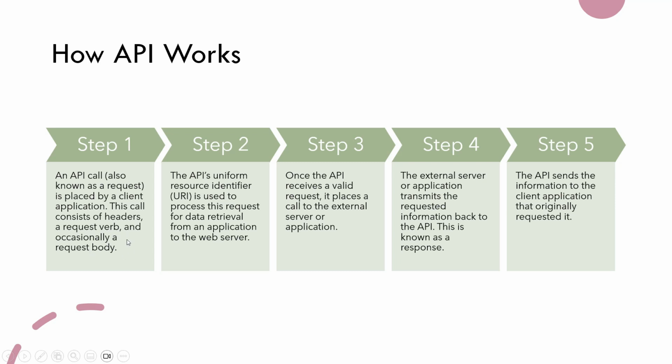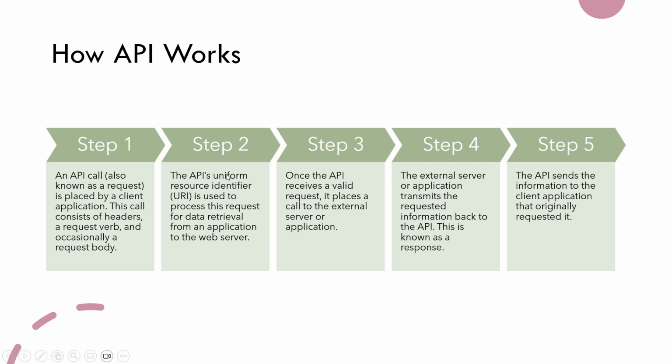So when you enter your details, the API will receive that request and place it, calling the target API via the URL or the endpoint. It's trying to call the backend API. You can read it here, it's self-explanatory. I'll read step 2. An API call, also known as a request, is placed by a client application. This call consists of headers, a request verb, and occasionally a request body. So this request will have the headers and a body.